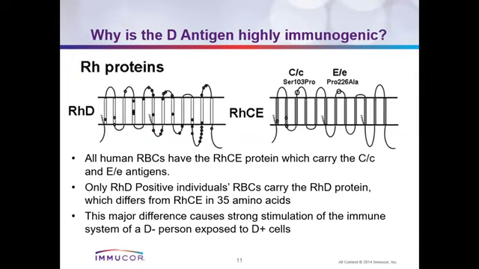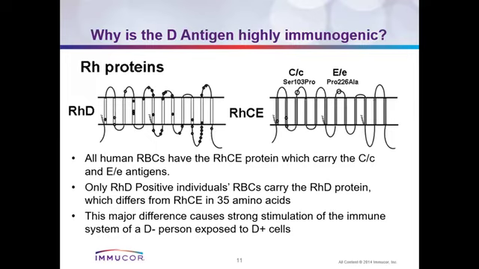However, all human red blood cells have the RHCE protein, which carries the capital C, small c, capital E, small e antigens. Whether you're RhD positive or RhD negative, you have the RHCE protein. That cuts across, everyone has it. It might be small e, capital E, or capital C, small c, but all of us have it, irrespective of your RhD status, negative or positive.